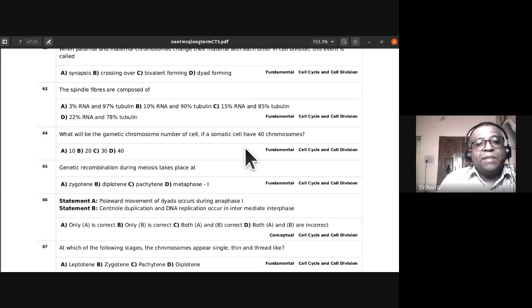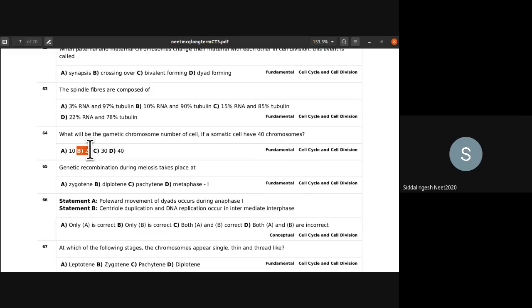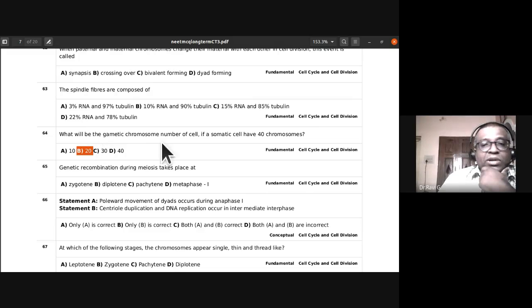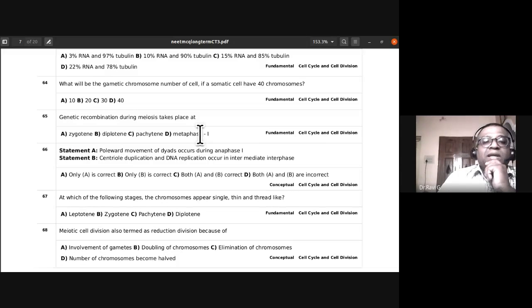What will be the gametic chromosome number of a cell if a somatic cell has 40 chromosomes? Gamete chromosome number, if meiosis happens, half, 20. In 40, half is 20. So B is the answer. It becomes haploid.